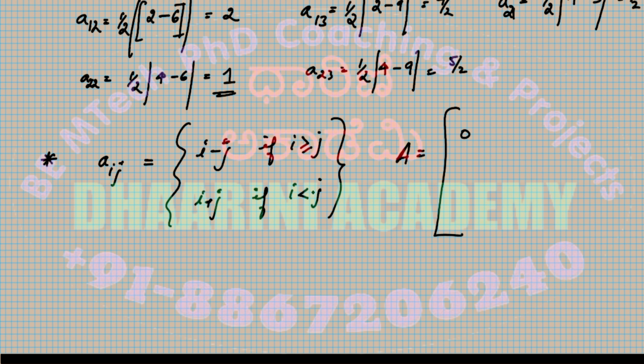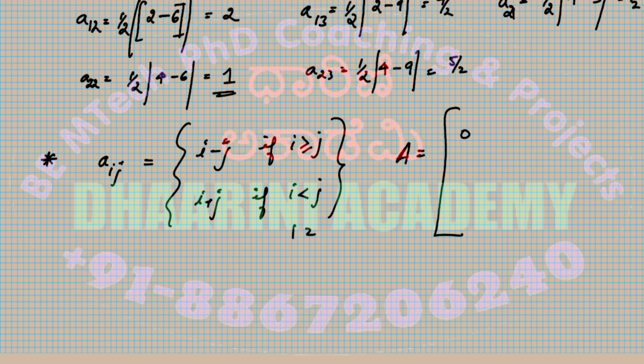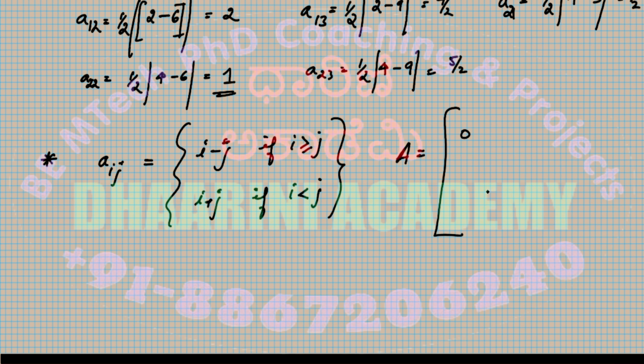A12, so 1, 2 means this is the condition. 1 is lesser than 2, so I should perform the addition. Second case, i plus j should be done. So this is 1 plus 2, which is equal to 3. Then A13 is also the same, 1 plus 3, equal to 4. Then let's come down.